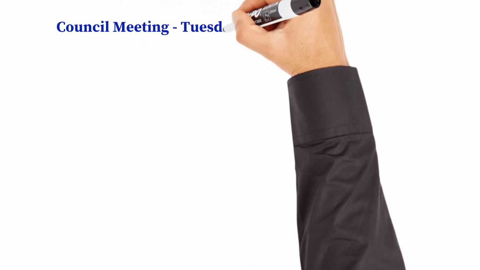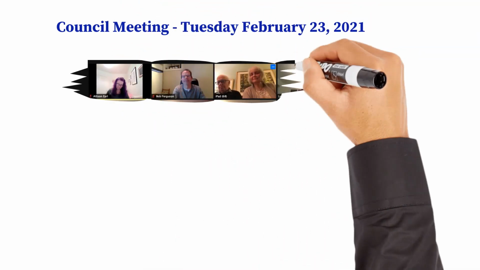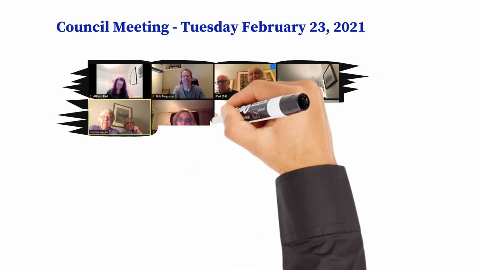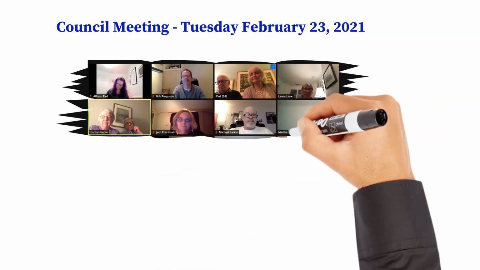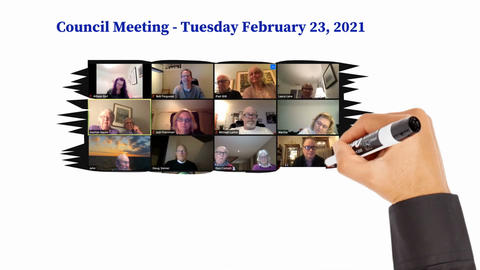Council meetings are normally held in the evening on the last Tuesday of the month. Meetings are open to all members of the congregation except when personnel matters are being discussed. Anyone who wants to attend must give the council chair at least 24 hours notice of their desire to attend.